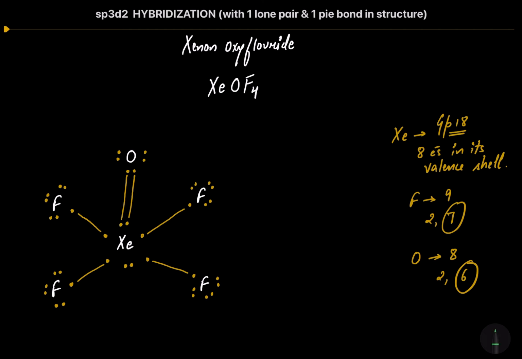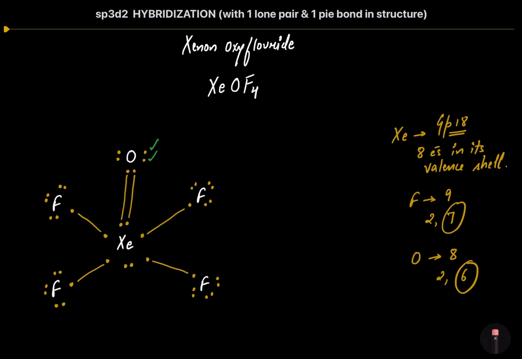Now, let's count the number of valence electrons for the oxygen atom after the formation of two bonds with xenon. So that's the first electron, second, third, fourth, fifth, sixth, seventh, and the eighth. So the oxygen atom has also attained octet, that is 8 electrons, after forming two bonds with the xenon.